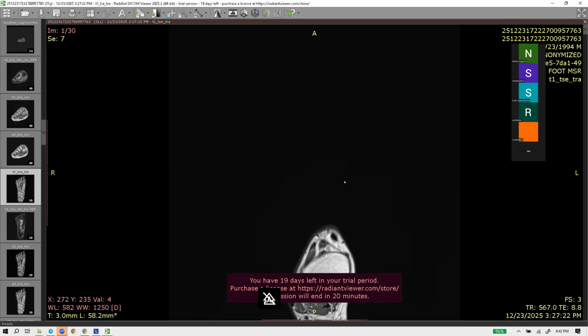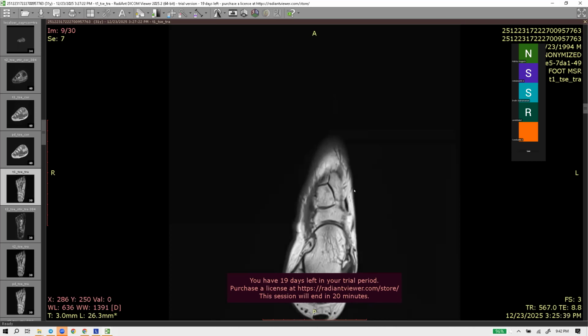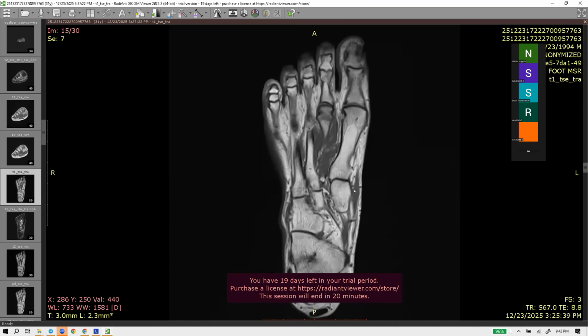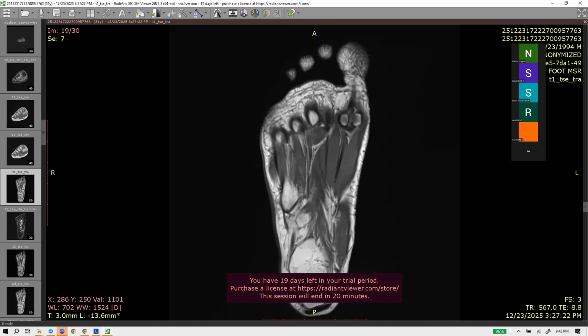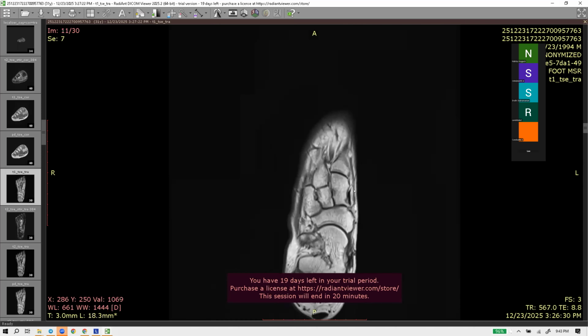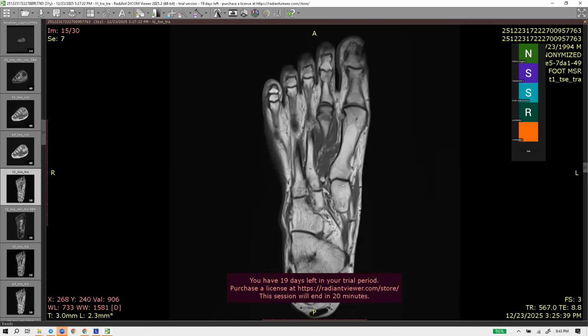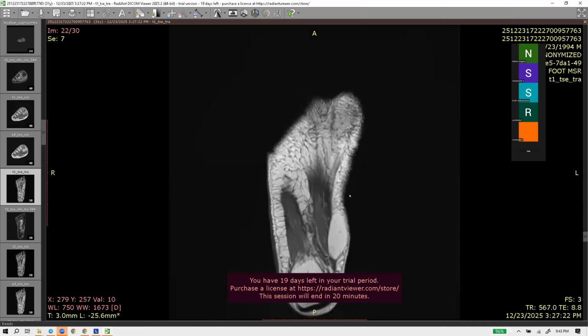Okay, so I've been presented with axial T1 images of the foot of a patient who has been presented with pain. First of all, I'm just going through the images.